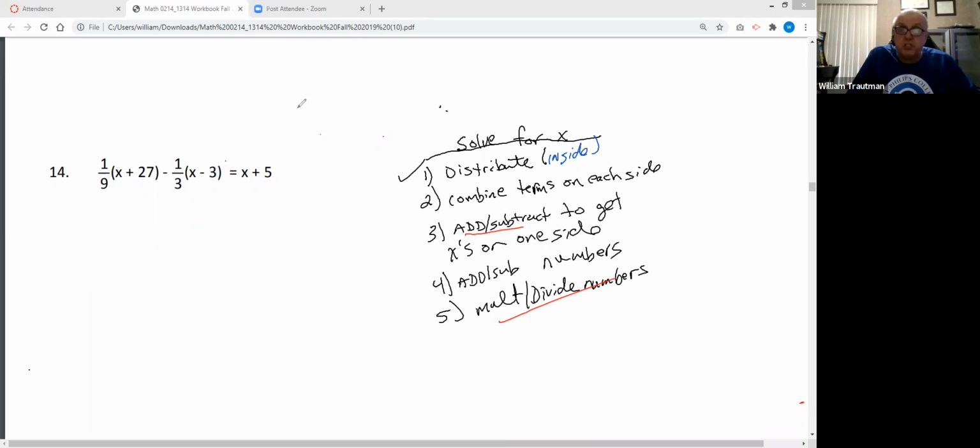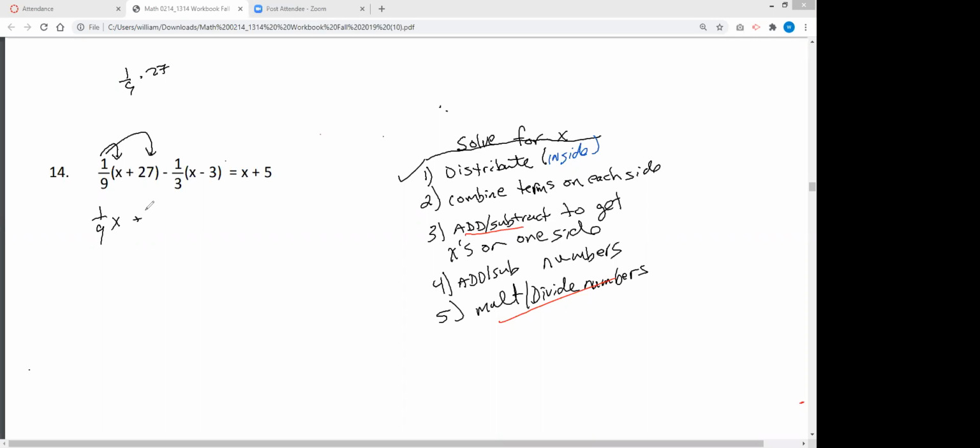Step number 1, distribute. 1/9 times x is 1/9 x. 1/9 times 27 on my calculator. Ooh, that brings up a really good point. Put that in your calculator. This is 1/9 times 27. When you put that on your calculator, you get 3.